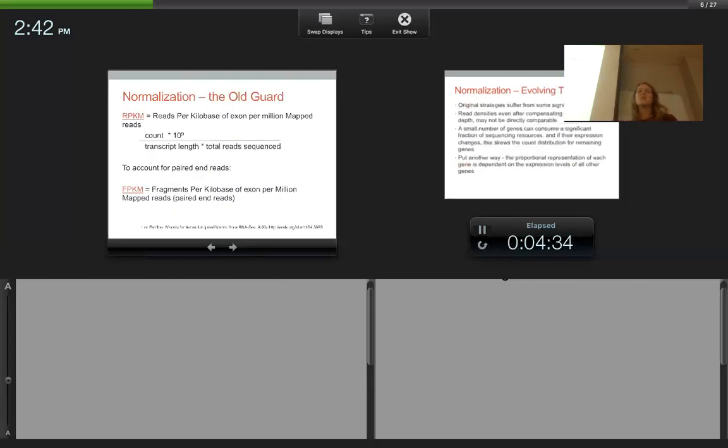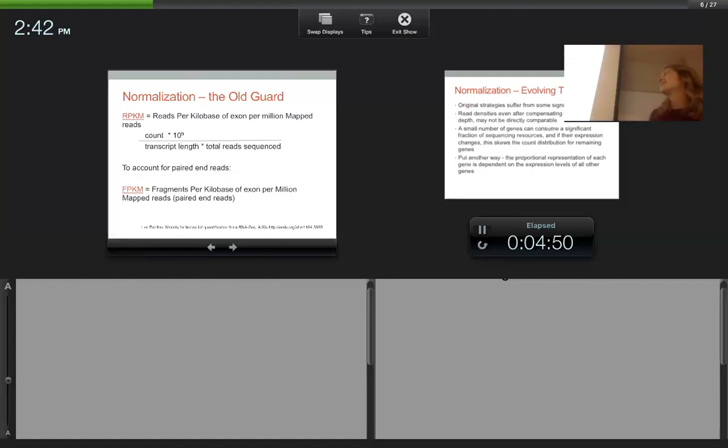Okay, so old normalization methods, you'll probably still see these in papers. Lots of people still love them. I think there are better ways, but people still use them. RPKM, reads per kilobase of exon per million mapped reads, is what that stands for. So let's break that down.